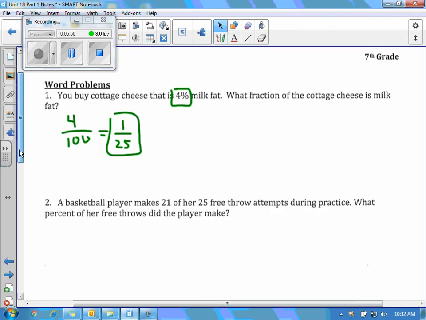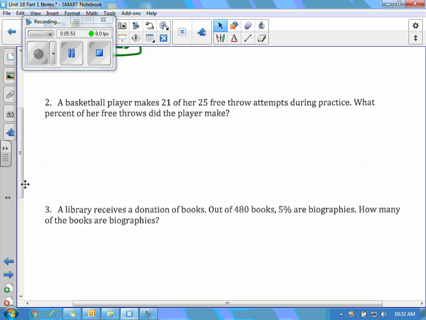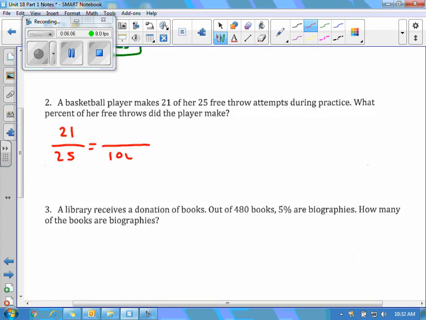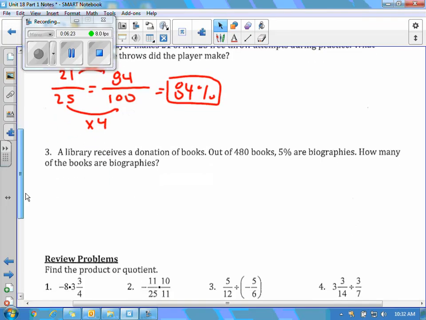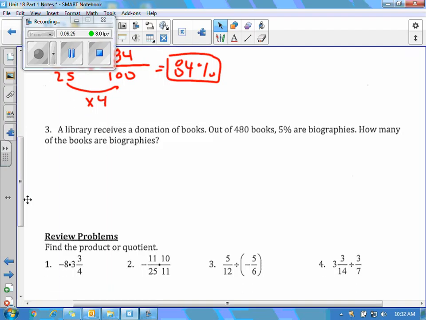Number 2 says, a basketball player makes 21 of her 25 free throw attempts during practice. What percent of her free throws does the player make? So 21 over 25, so go ahead and write that as a fraction. To make it a percent, we need to turn it into something over 100. So 25 times 4 gives me 100, so I'll do 21 times 4, which will give me 84. So she made 84% of the free throws. Alright, number 3, I'll leave for you guys to try. If you have trouble, just ask me for help.